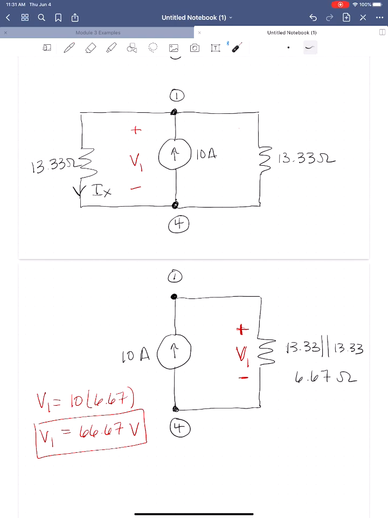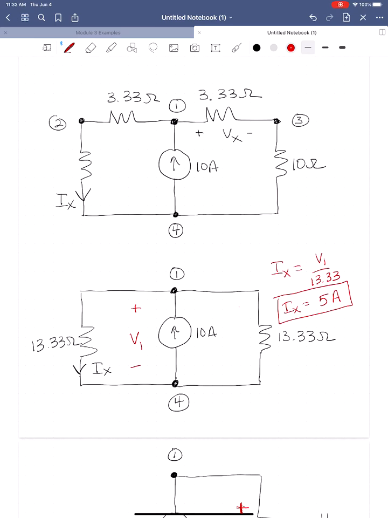Okay? Because of the polarity of V1, the current Ix flows from plus to minus, so the passive sign convention is going to hold. So we can write that Ix is equal to V1 divided by 13.33, or Ix is equal to 5 amps. Hang on, for some reason that math seems wrong to me. Just a second, please. Yep, that's it. Okay, so what else do we need to solve for?